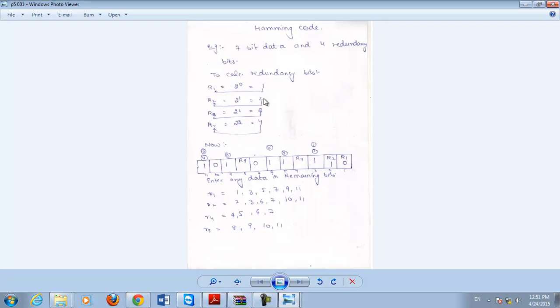On the basis of these powers of 2, 2 raised to power 0 means 1, 2 raised to power 1 means 2, 2 raised to power 3 means 8, 2 raised to power 2 means 4. On the basis of the number derived, you can check the position of the redundancy bit. If it is 1, it is R1, the first redundancy bit. If it is 2, it is the second redundancy bit. If it is 8, it is R8. If it is 4, it is R4. Now, how can we use the redundancy bits in the error detection and correction mechanism?